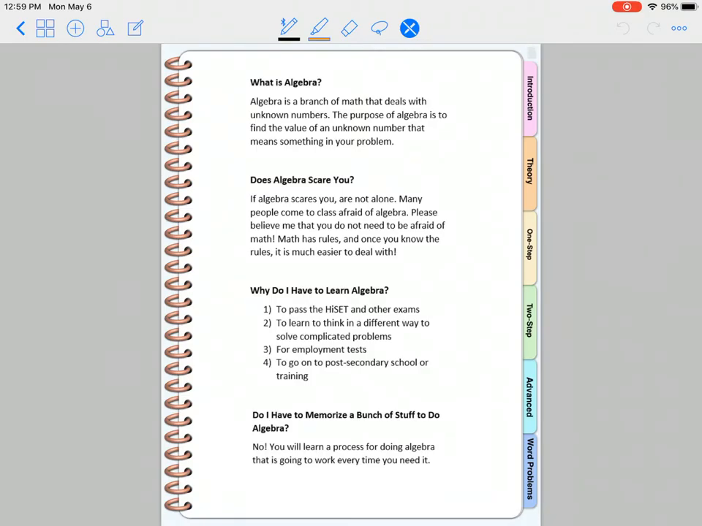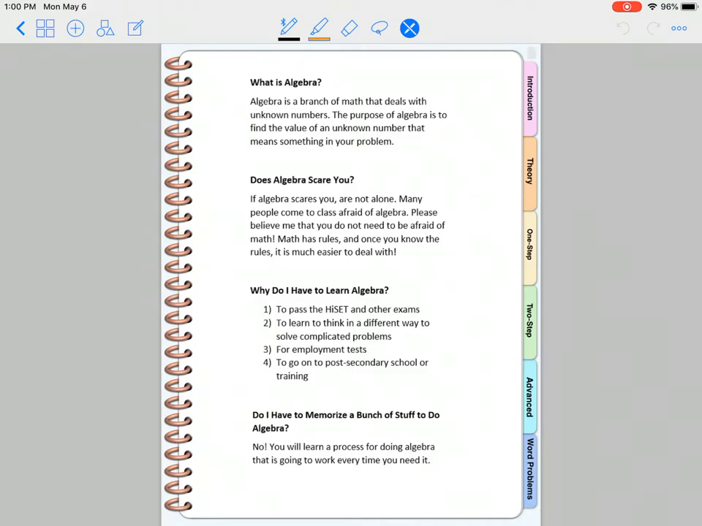I get the question a lot, why do I have to know this? Why do I even have to learn this stuff? Well, personally, I use algebra on a daily basis. It makes sense to me. I use it in my everyday life, not only on the job, but at my house with my nieces and nephews who need help with their homework. It's just everywhere in my life. But some other reasons that are a little more concrete. Number one, I don't mean to sound callous or rude in any way, but you need it to pass the HiSET exam.